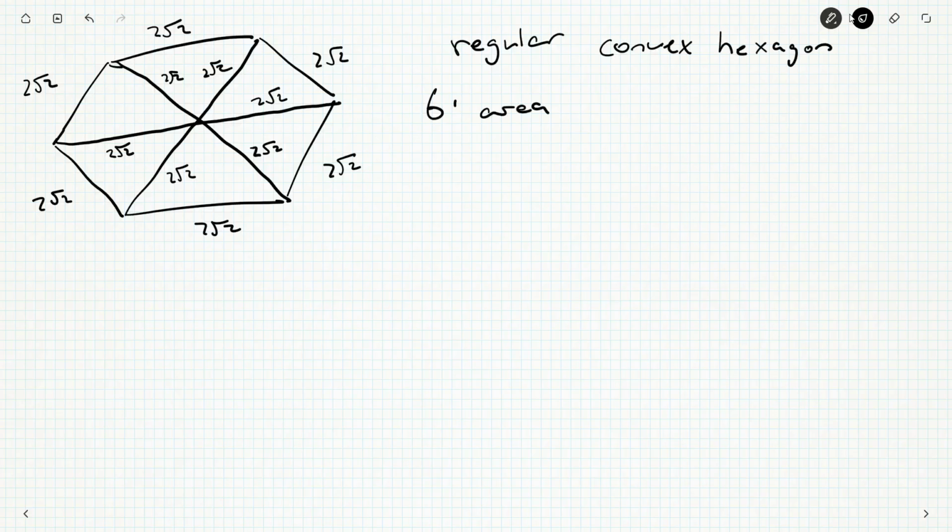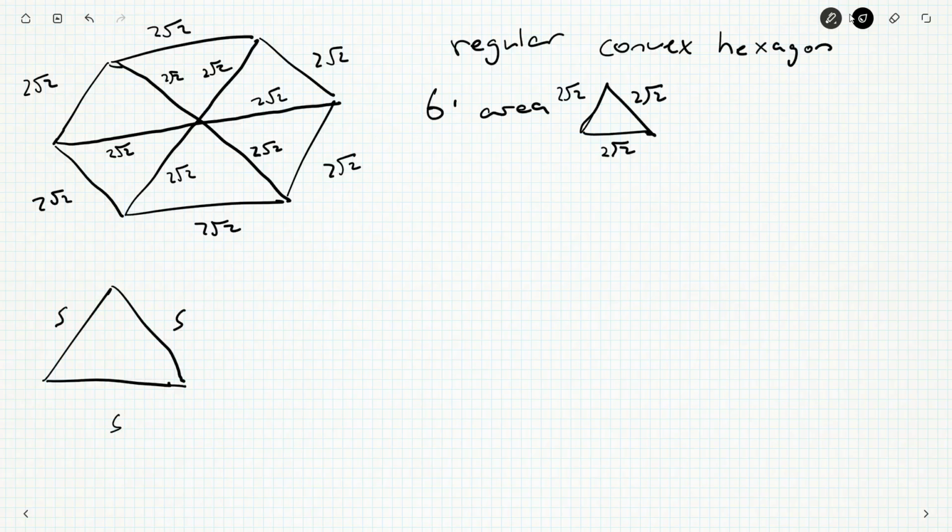Not completely important to know that, because now that we've got it written as 6 equilateral triangles, we just need 6 times the area of the equilateral triangle of side length 2 root 2. Okay. Well, how do we get the area in terms of the side length of an equilateral triangle?